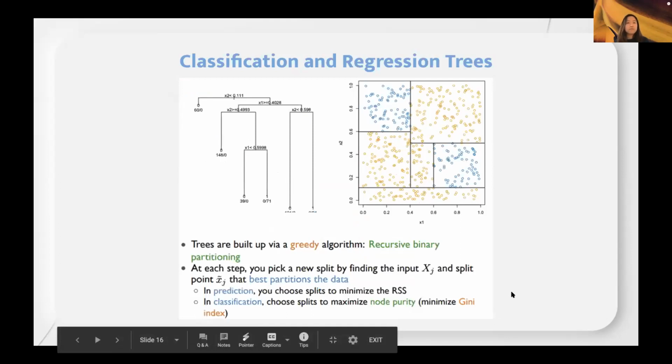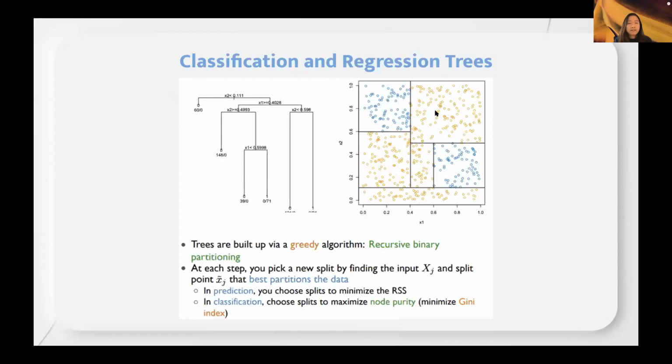When we look at the tree-based methods, we can see that it's basically just putting data into different neighborhoods, into those rectangles. And the trees are built up via a greedy algorithm called recursive binary partitioning. At each step, you pick a new split by finding the input x sub j and split point that best partitions the data. In regression, you choose splits to minimize the residual sum of squares. In classification, you choose splits to maximize the node purity, in many cases minimize the Gini index, which I think Wei has already covered.